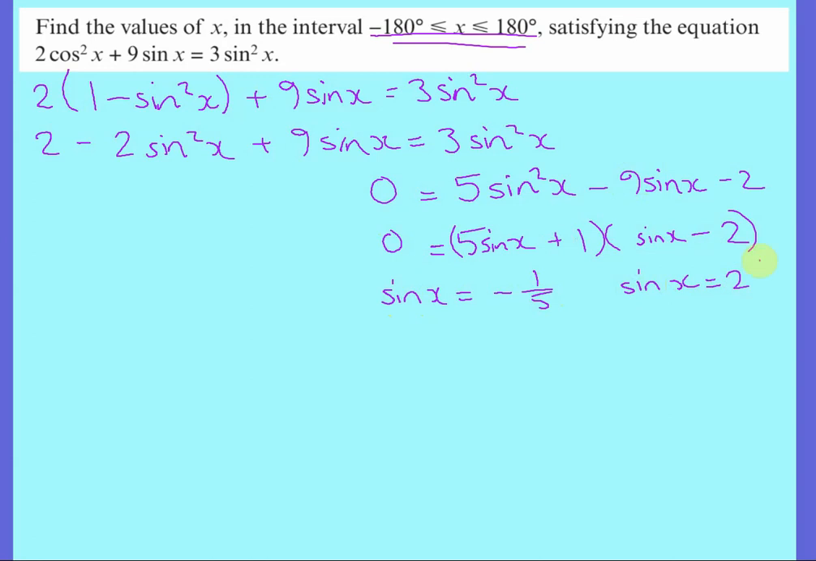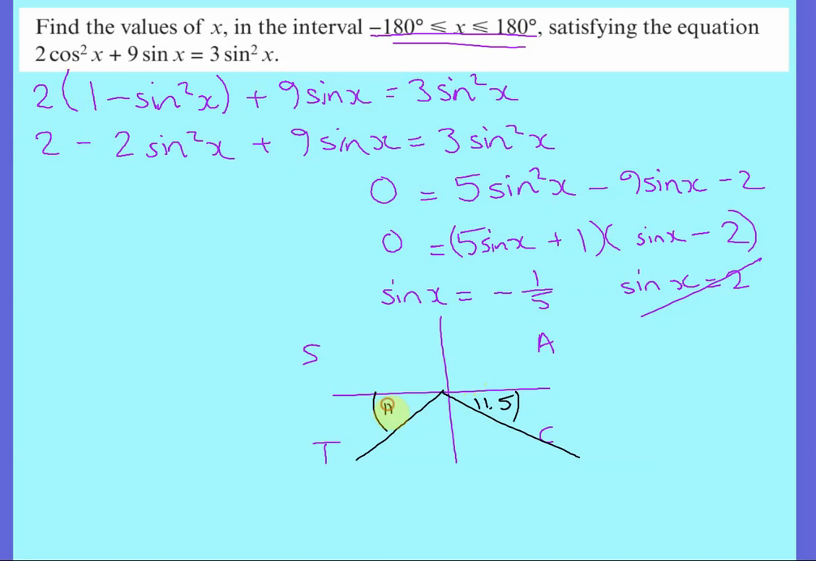Now I can immediately just rule out this one, because the sine ratio will only go up to 1 or minus 1, so that's not going to give me any solutions. But this one will. So we have to draw a CAST diagram. We know this sine ratio is going to give us a negative output, so sine is negative here and here. And what are these angles? So time to grab the calculator. Inverse sine of minus 0.2, and just before I hit equals, remember we're going to get a negative answer. I'm just going to ignore that. So it's 11.5 to 1 dp.